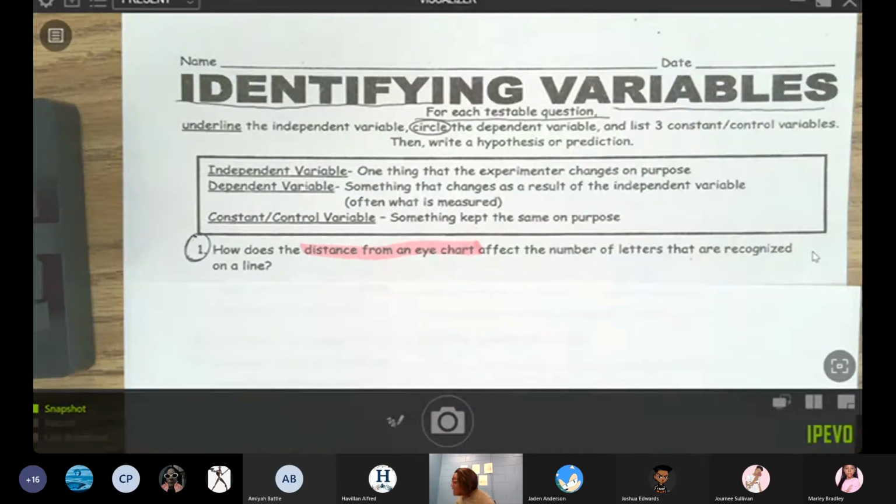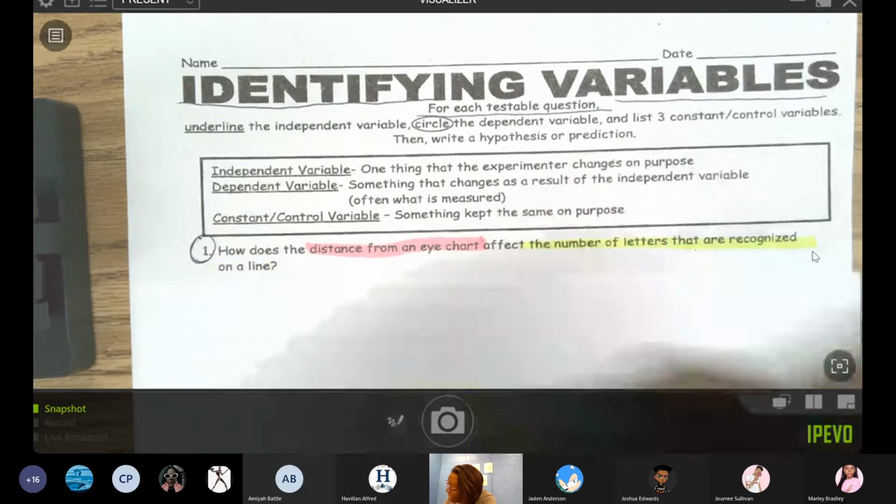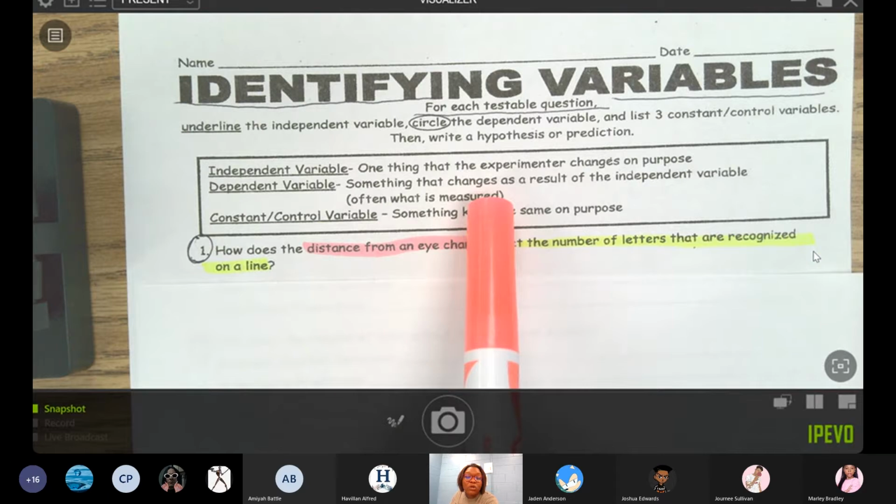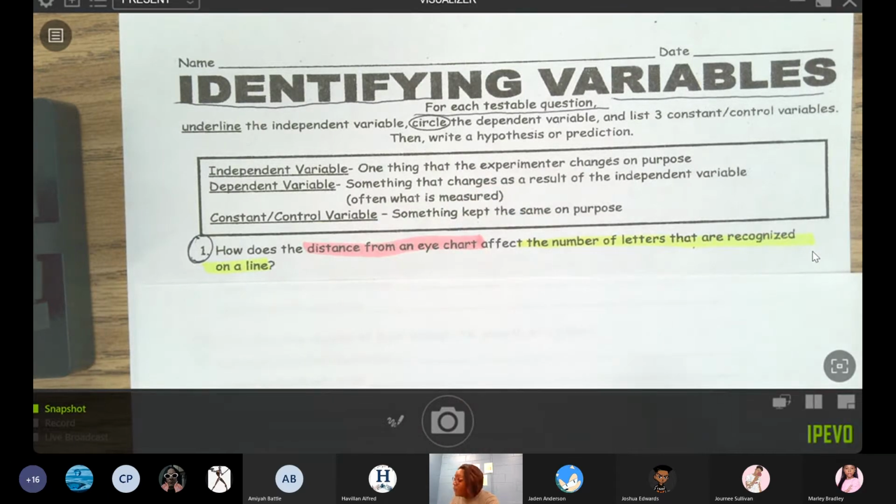Now let's talk about my dependent variable here. With our dependent variable, that's our ending result. So because I can move farther or closer to that eye chart, it's going to change the number of letters that are recognized on a line. That is my dependent variable, my ending result. Okay? We want to remember that our independent variable is what makes everything different, what we have control over, and the dependent variable is our ending result. So after I make the change using that independent variable, what will happen?